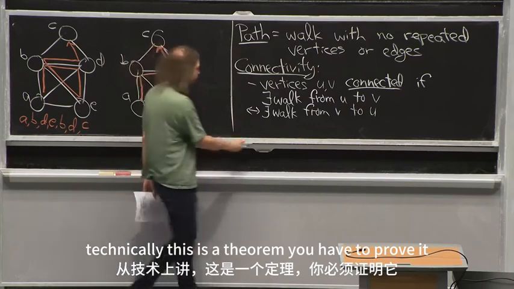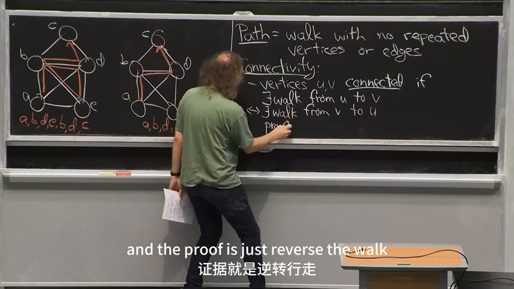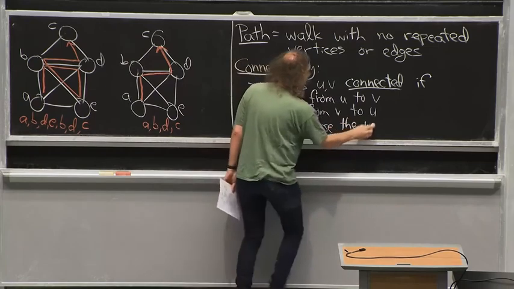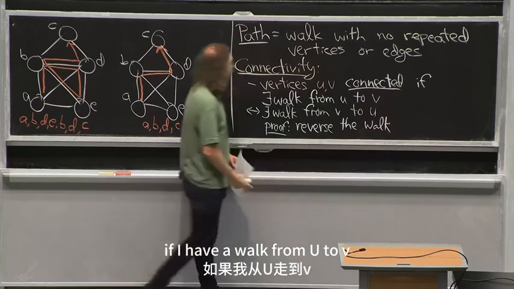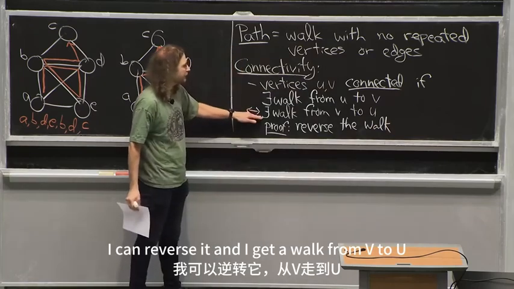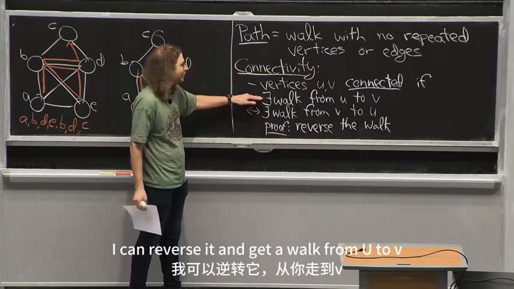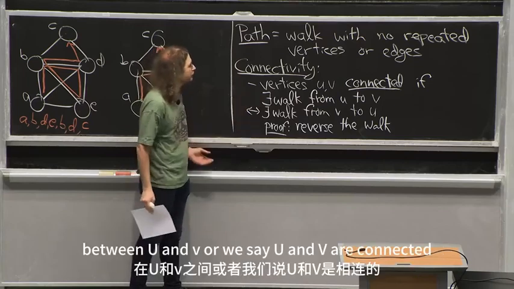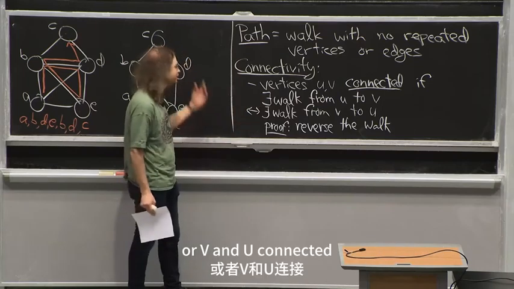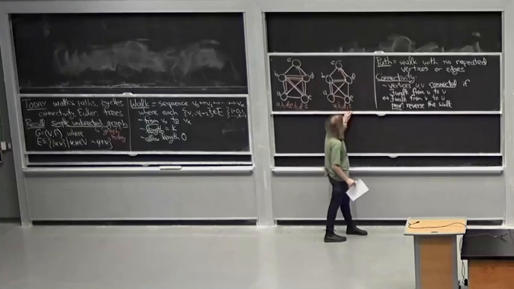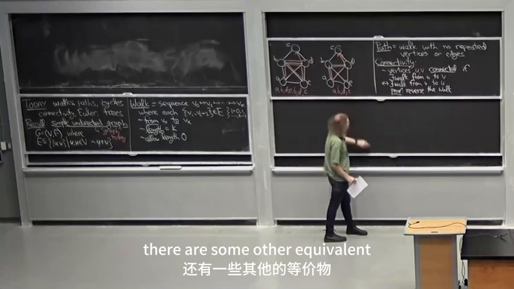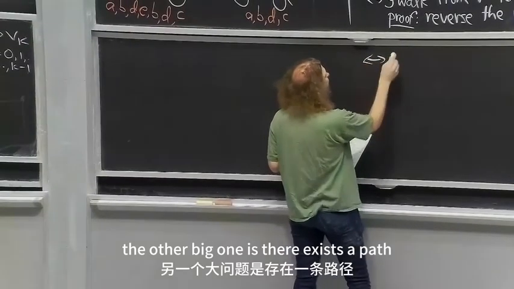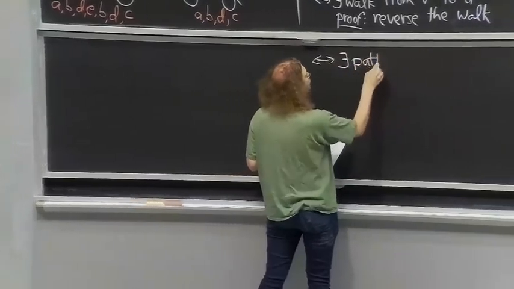Technically, this is a theorem. You have to prove it. And the proof is just reverse the walk. If I have a walk from u to v, I can reverse it and I get a walk from v to u. If I have a walk from v to u, I can reverse it and get a walk from u to v. So in either direction, these two things are equivalent. And so we just say there's a walk between u and v, or we say u and v are connected, or v and u are connected, all the same thing. Okay. There's some other equivalent properties to this, so I want to write some more. The other big one is there exists a path from v to u.